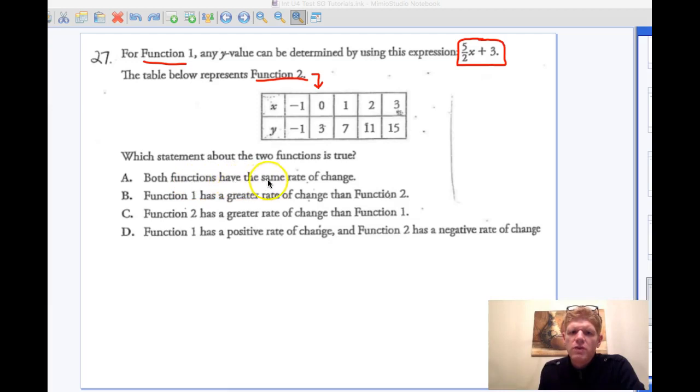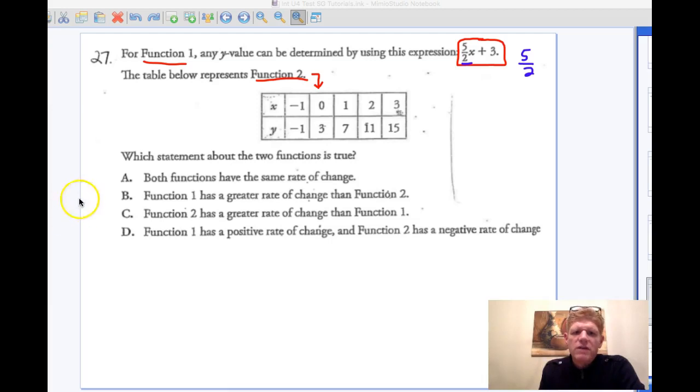Is it true that both functions have the same rate of change? Well, we know by looking at the equation that the rate of change for function number 1 is 5/2. It's our slope there. So the rate of change is 5/2. What is the rate of change for the table?